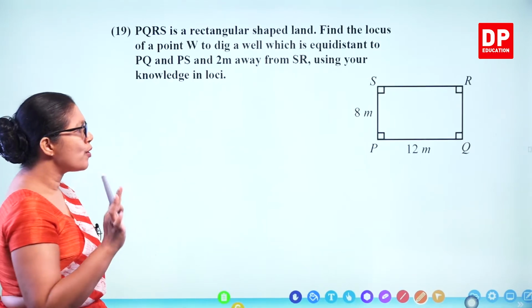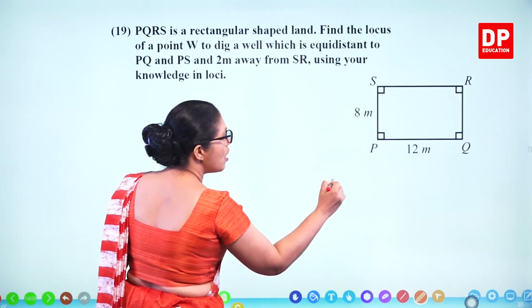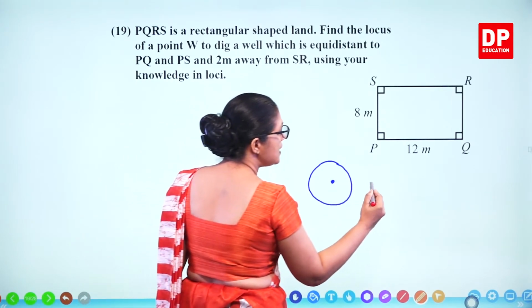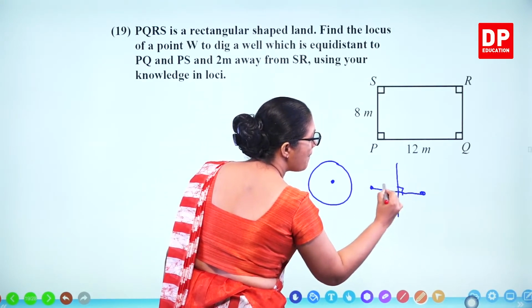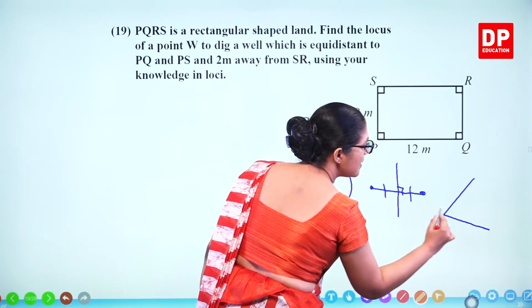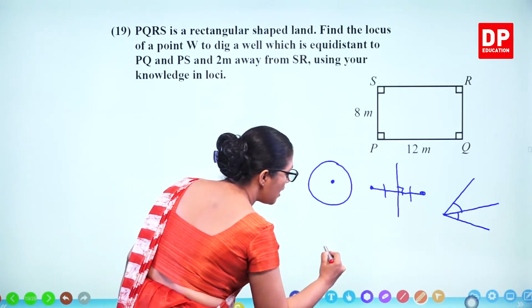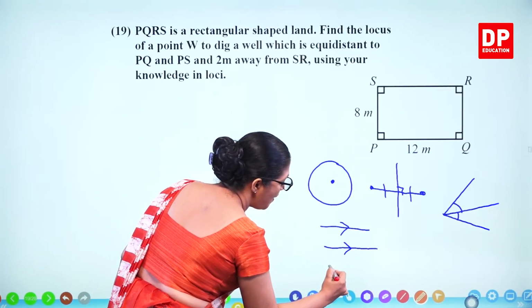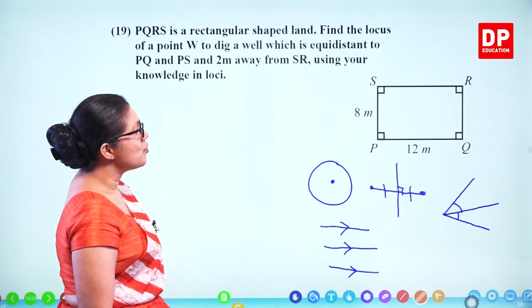What are the important 4 loci you need to know? Equidistance from a point, that's a circle. Then equidistance from 2 points, that's a perpendicular bisector. Then equidistance from 2 adjacent lines like this, that's the angle bisector. And the last one, equidistance from a line, that's parallel lines above and below that line. So those are the 4 loci you need to know.